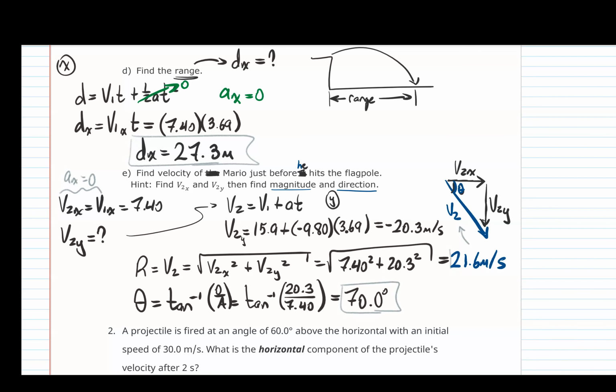So at the end of the day, these are my angles. You can also say this is right then down, because this is the way I drew my triangle. So I would say 70.0 degrees down to the right, or whatever you like, but I'll just say 70 degrees. It should be obvious if you draw a picture.